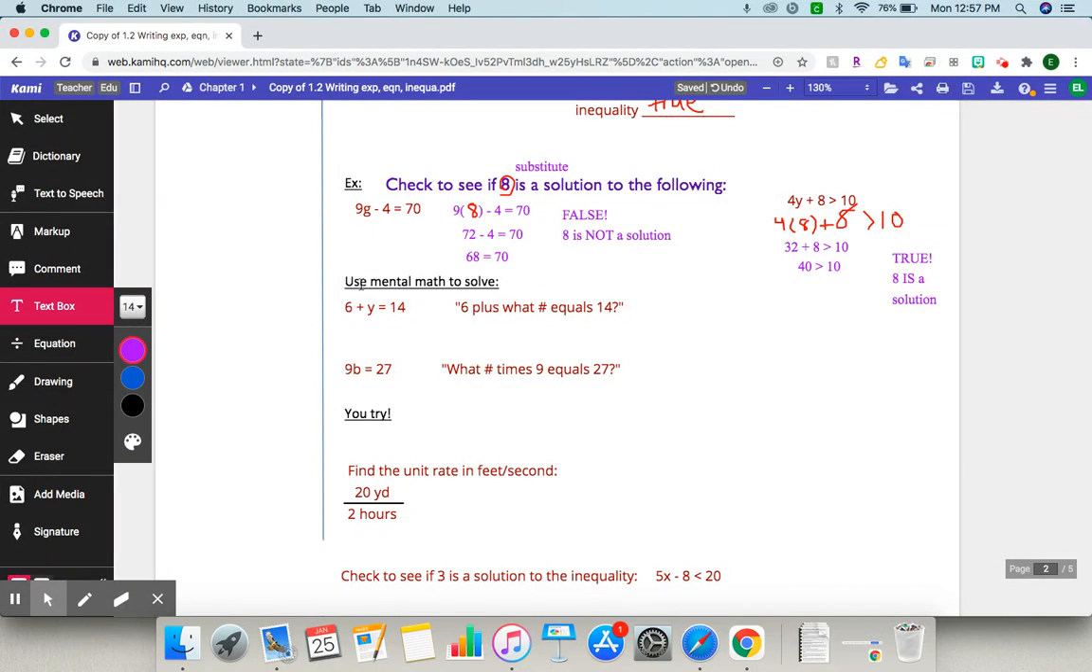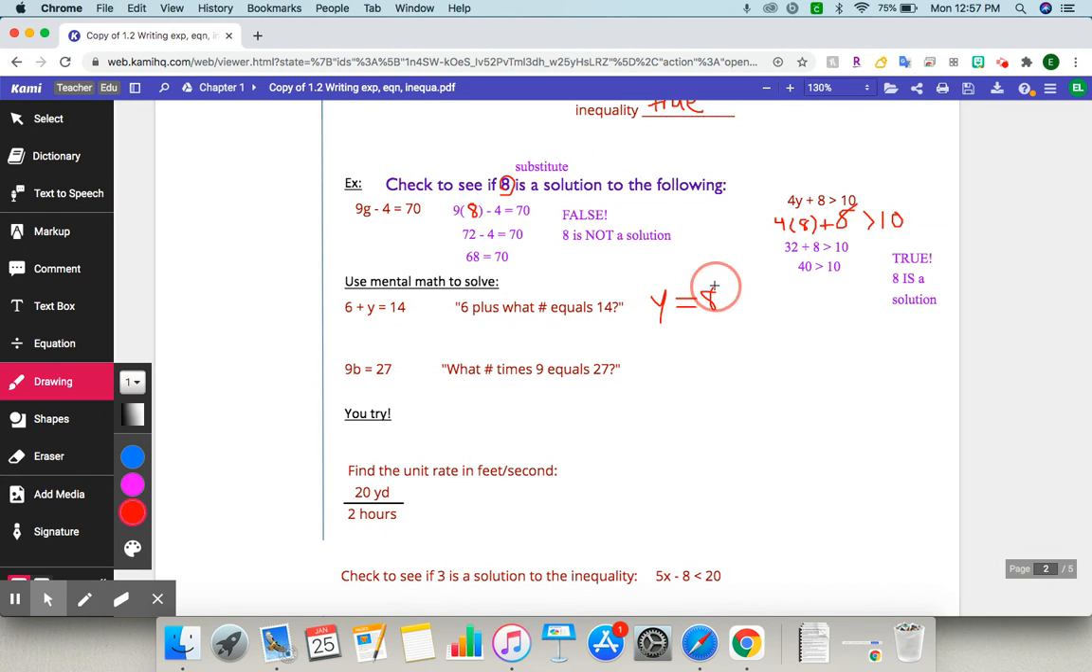Sometimes we use mental math to solve an equation. This usually only happens when there's only one step or operation to think about. So in this first equation, 6 plus y equals 14, we could think to ourselves, 6 plus what number equals 14? And that would be the number 8. So y equals 8. In the second statement, 9 times b equals 27. So we're thinking, what number times 9 equals 27? Telling us that the solution to this equation is the number 3.